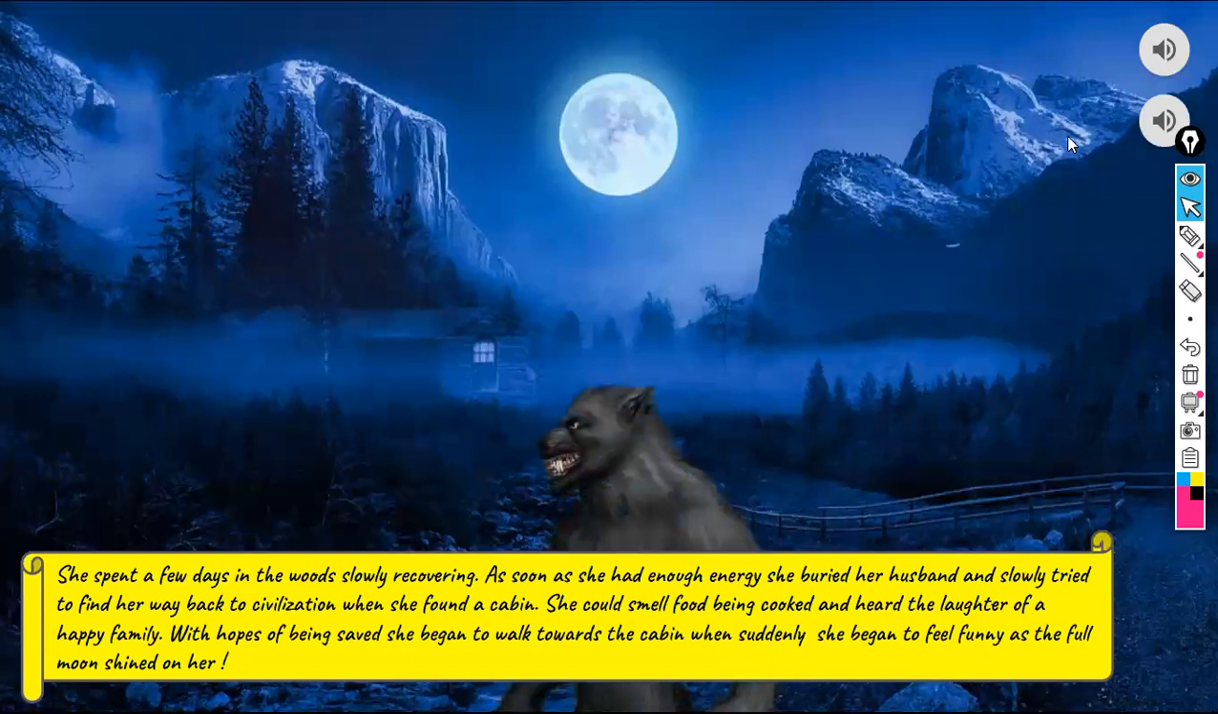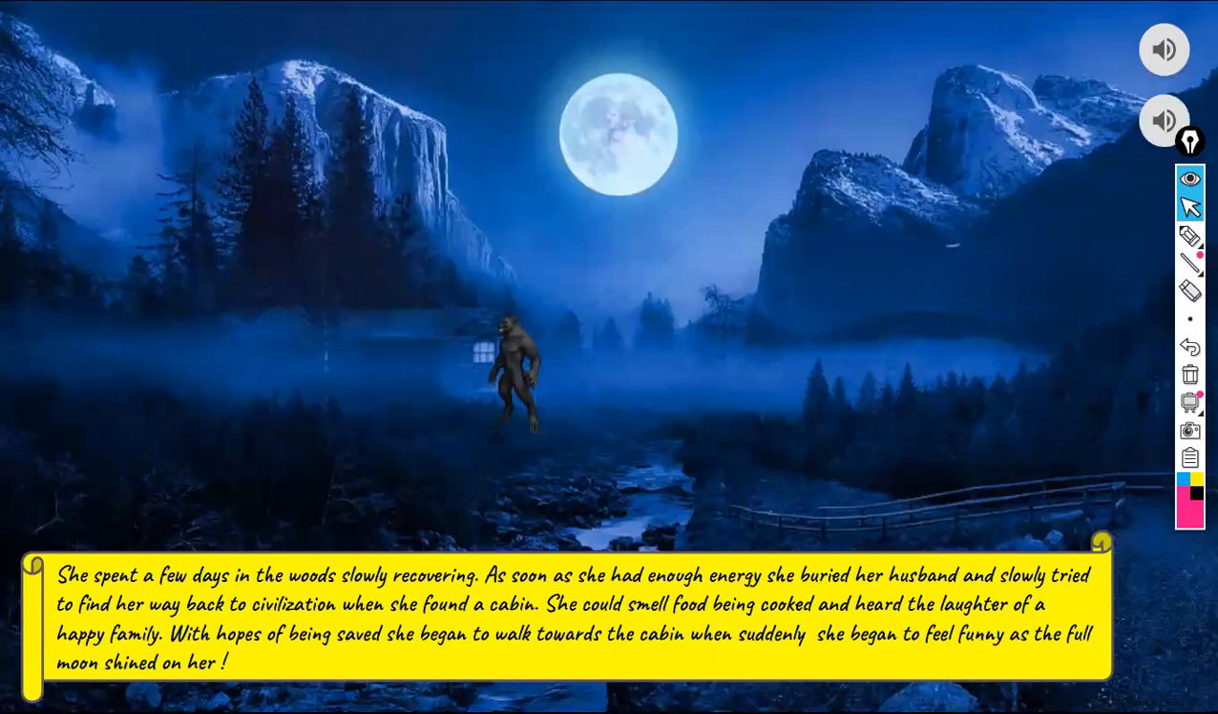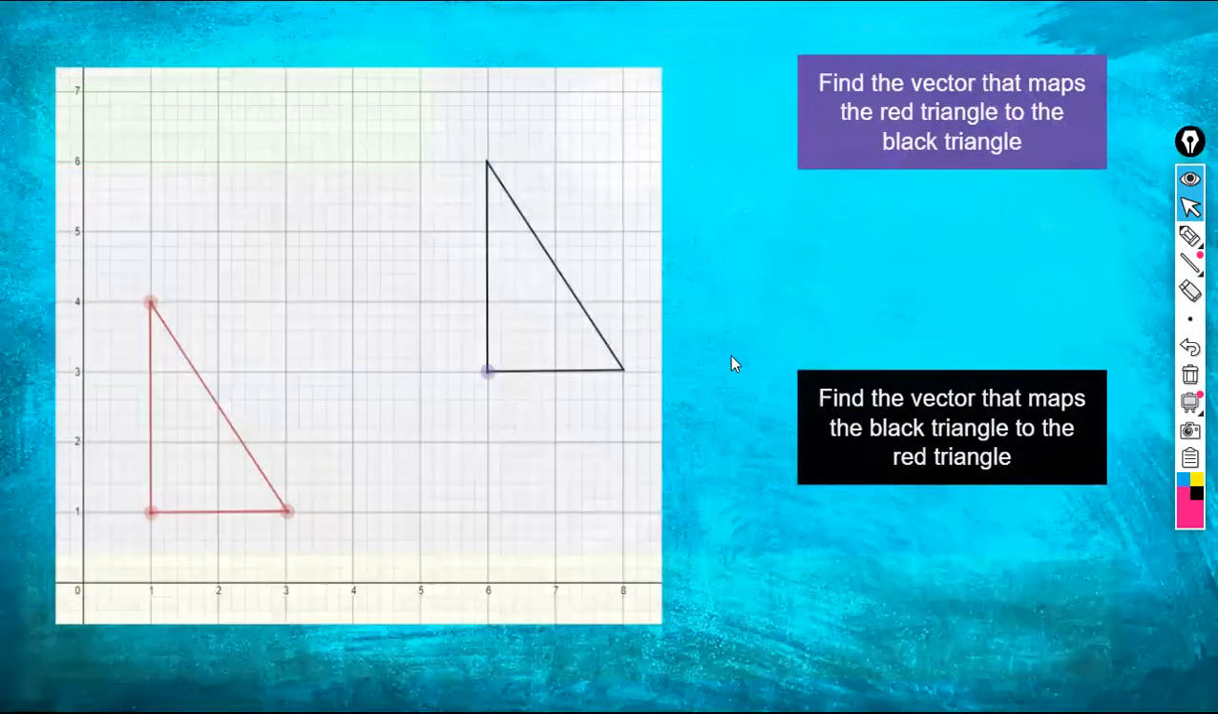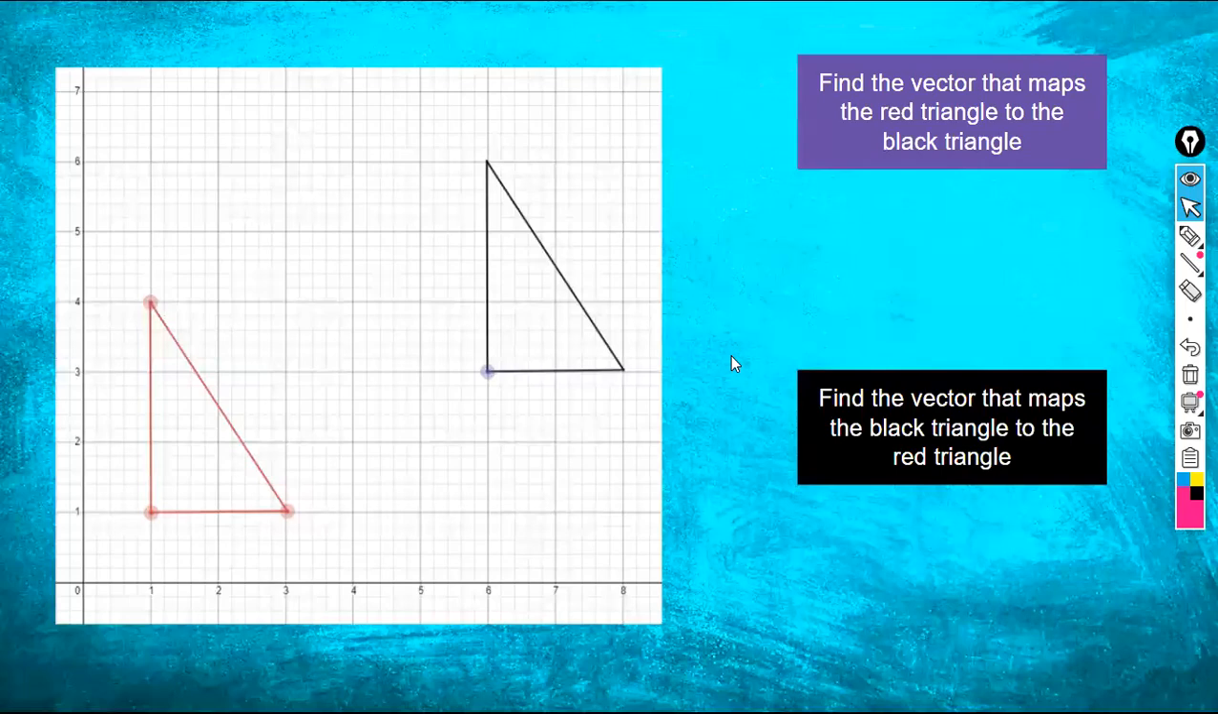Because of the full moon, she changes into a werewolf. She cannot control herself, and she goes into the cottage. Not a very bright ending here, guys. Right, so soon the laughter in the house was replaced by screams as she devoured the family one by one. Anyway, let's move on to something happier.